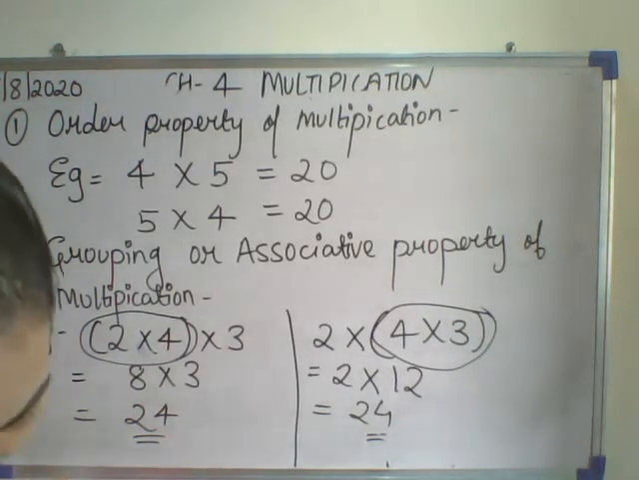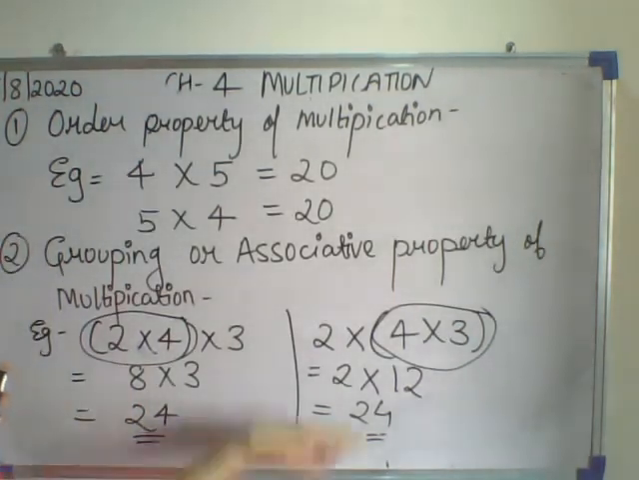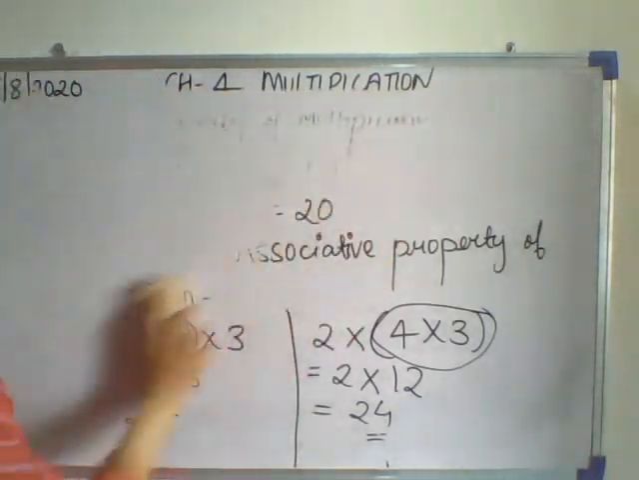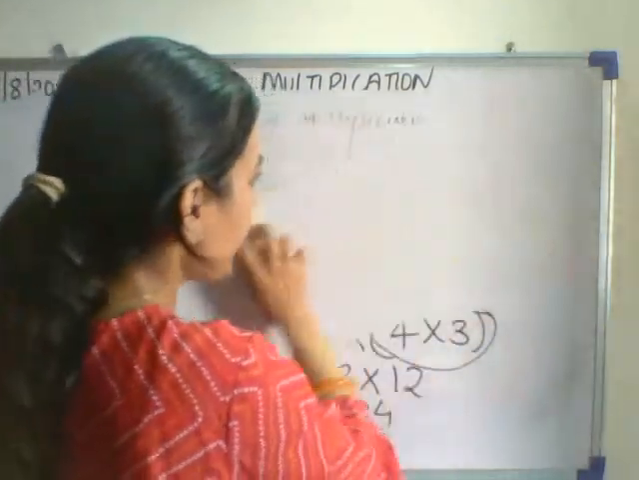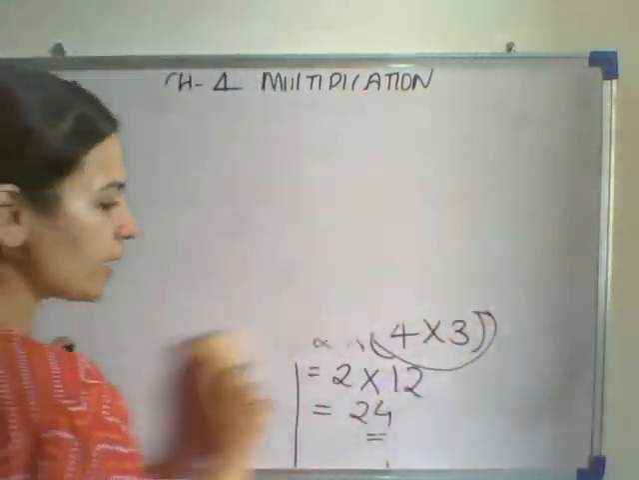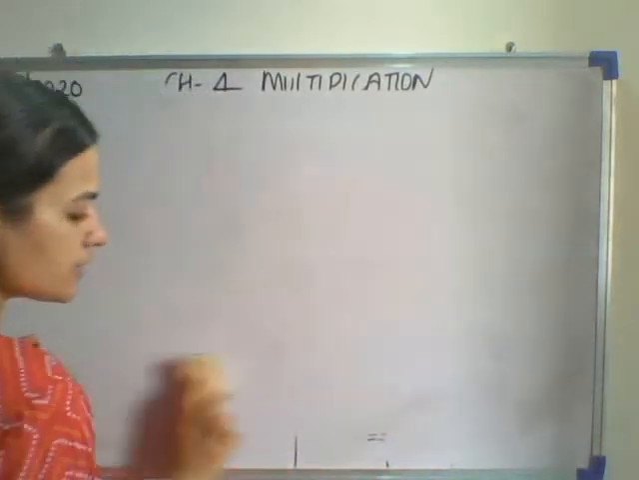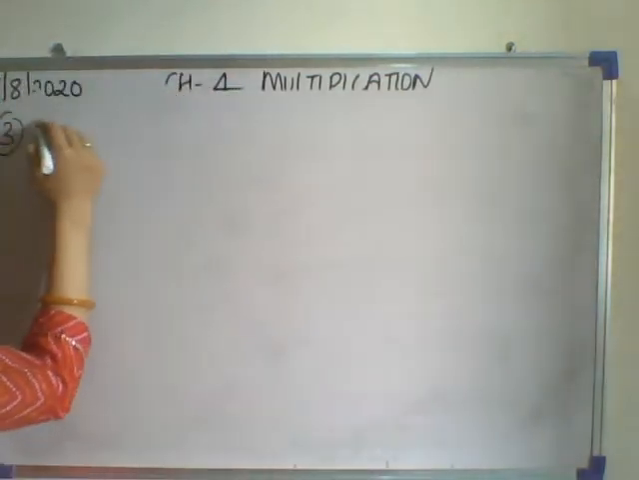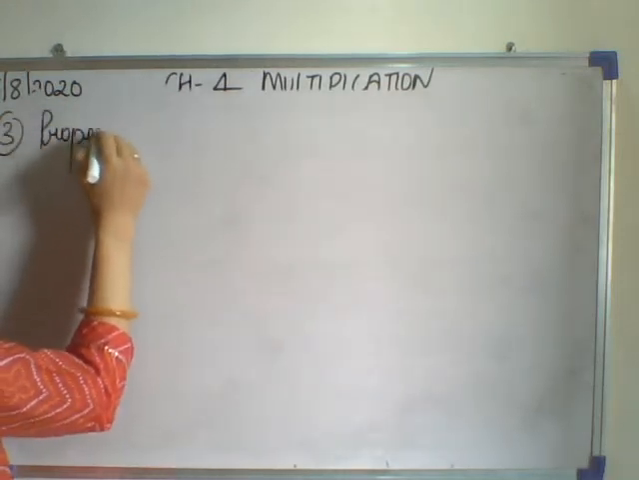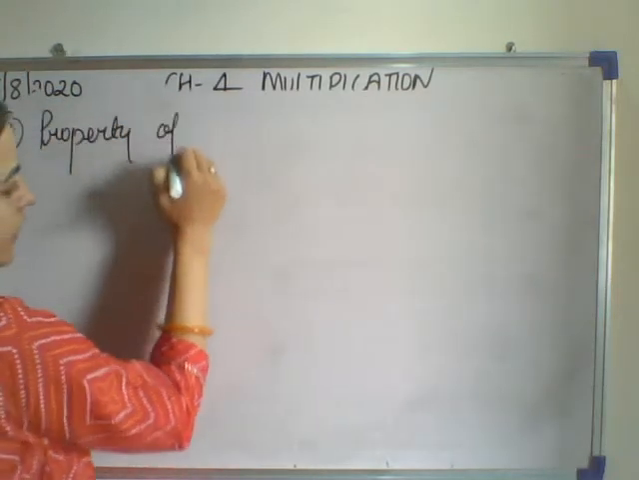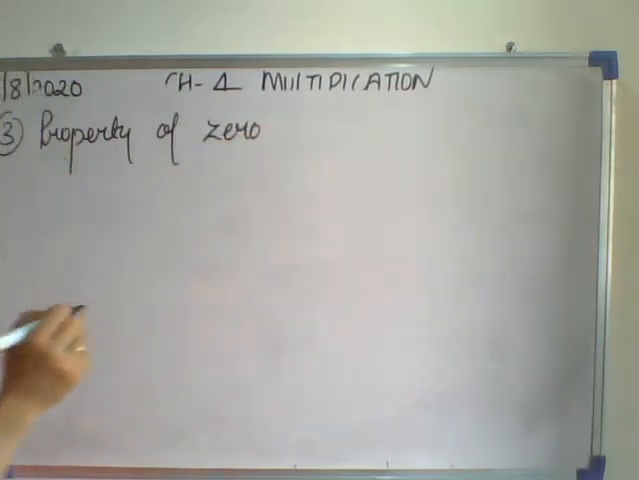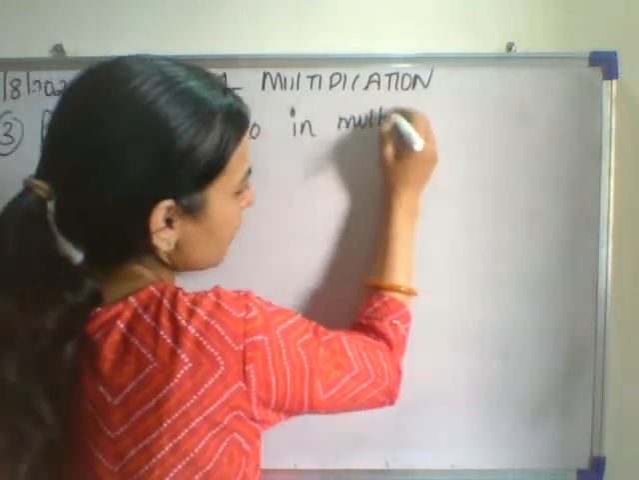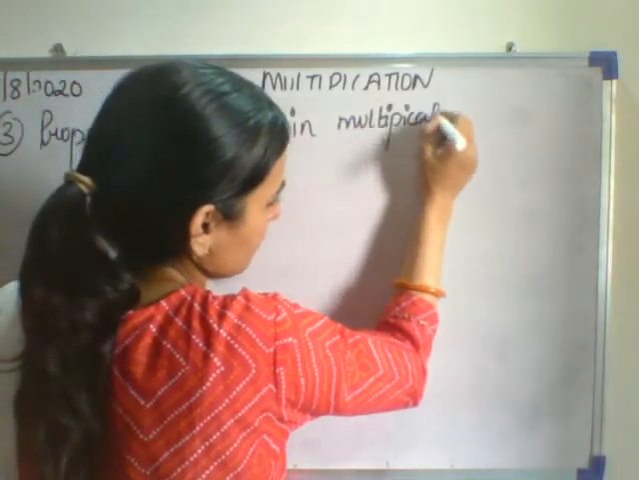Now the third property, that is the property of 0 in multiplication. What is the property of 0 in multiplication? It means if you multiply 0 with any number, the answer will be 0 itself. That is the third property, the property of 0 in multiplication.